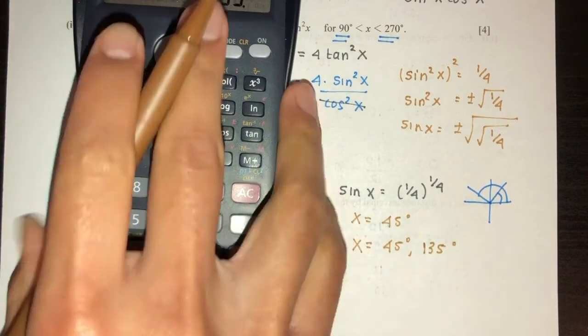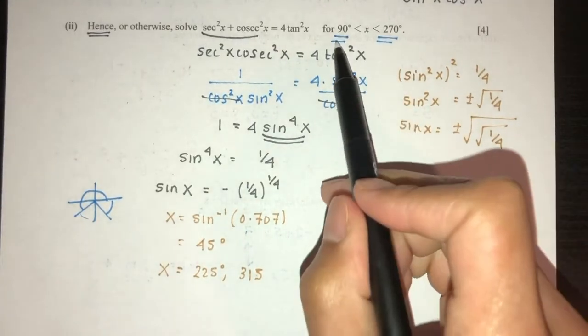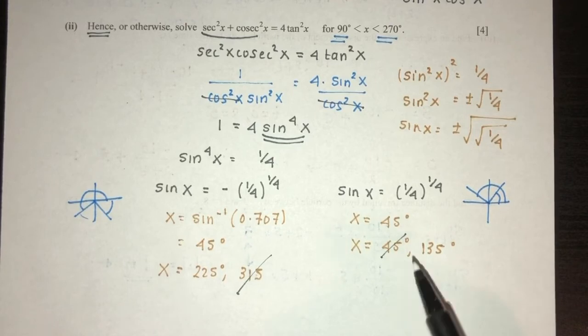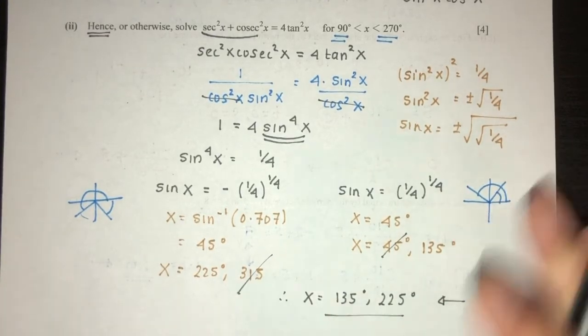Now finally we have to choose our values according to the domain. The domain given was between 90 and 270. This will be too much and this will be too less. So x has to be 135 and 225. These will be your answers for question part 8.